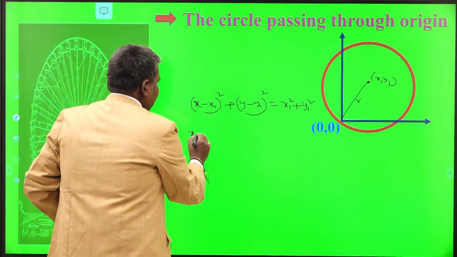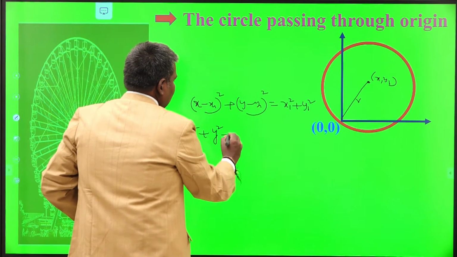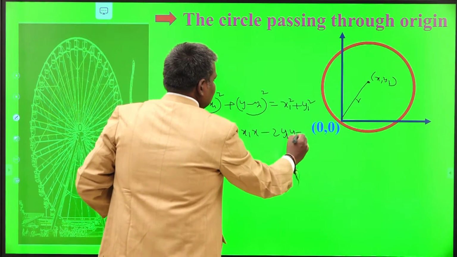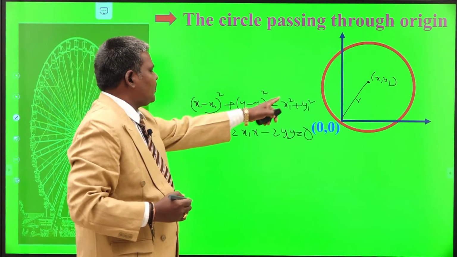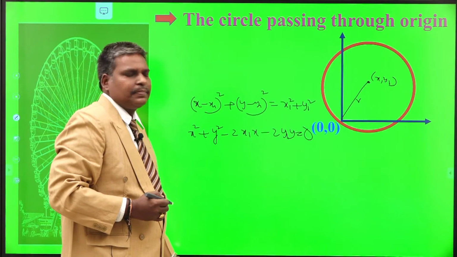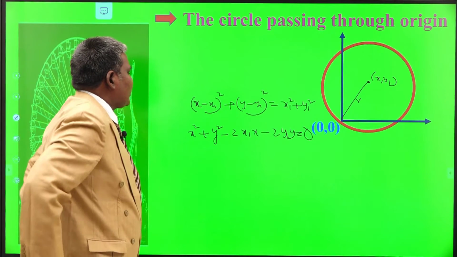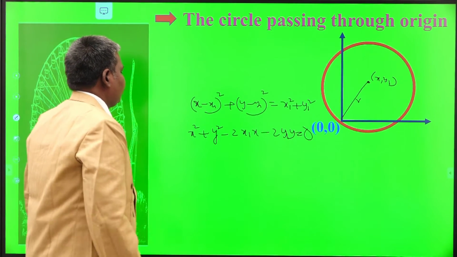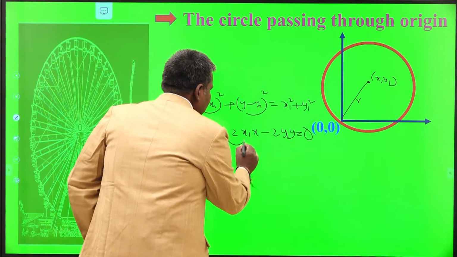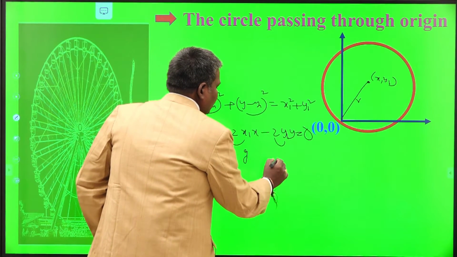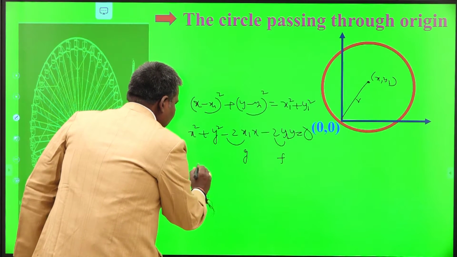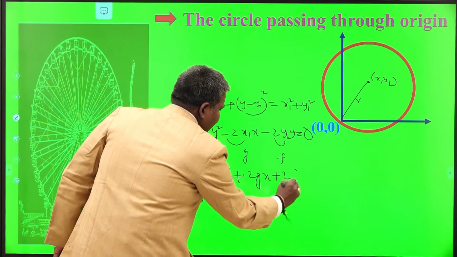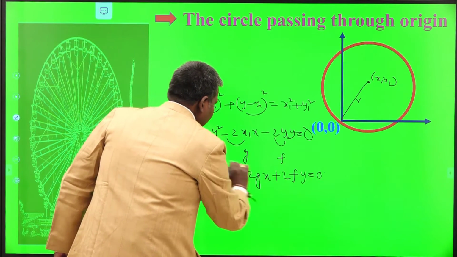Now by expanding this we get x square plus y square minus 2x1x minus 2y1y is equal to 0. Am I correct or not? x1 square plus y1 square and x1 square plus y1 square get cancelled. Okay, x square plus y square minus 2x1x minus 2y1y is equal to 0. We know that minus x1 is g, minus y1 is f. The equation becomes x square plus y square plus 2gx plus 2fy is equal to 0.